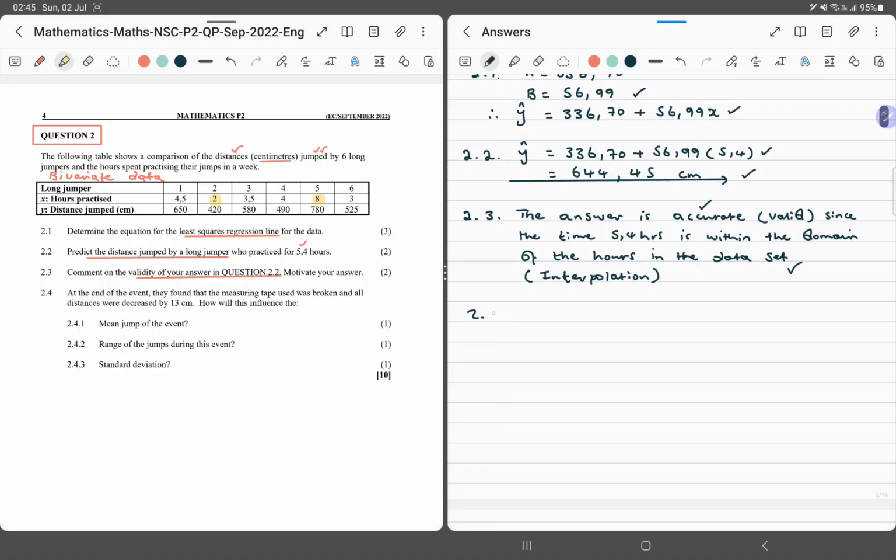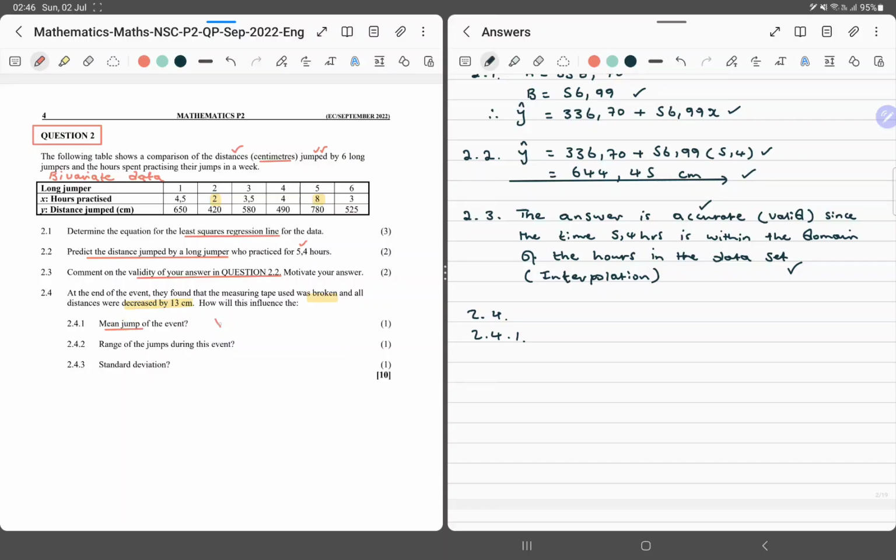So we've got 2.4.1. It says now at the end of the event it is found that the measuring tape used was broken and all the distances decreased by 13 centimeters. Not a problem. How will this influence the mean jump?